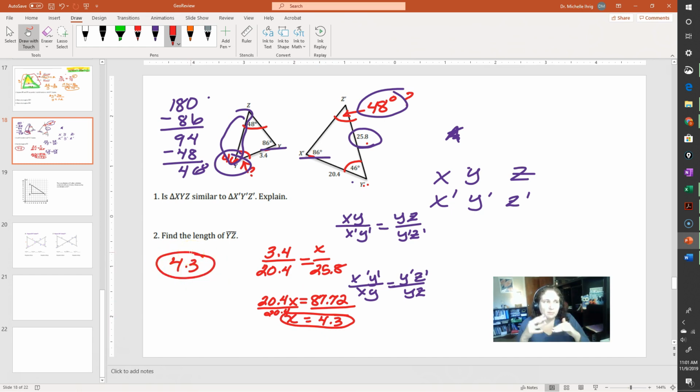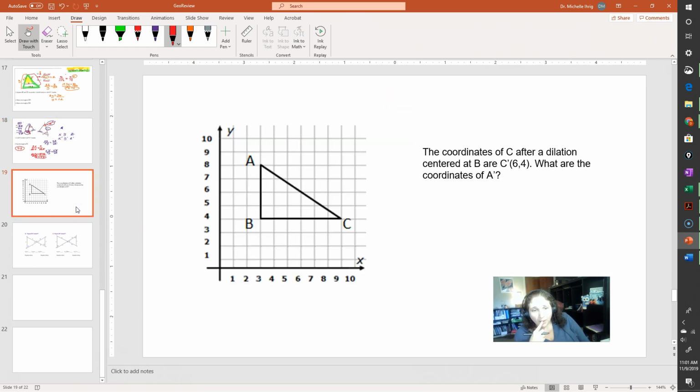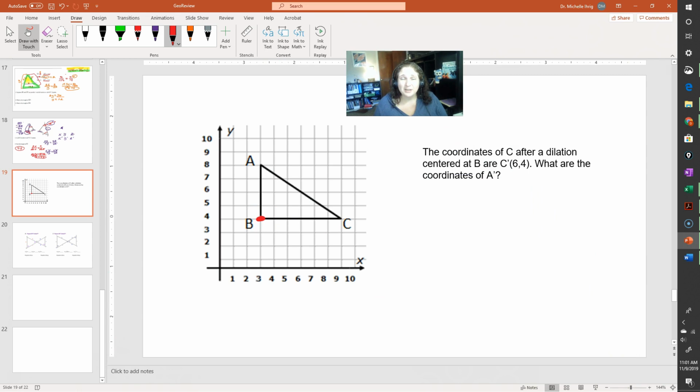So again, it's just mapping and putting it on. Nothing super challenging. Okay, you will see a question like this. The coordinates of C after a dilation centered at B are 6, 4. What are the coordinates of A? So what you need to do is, okay, well, what's our center of dilation? This is our center of dilation. I intentionally picked a center of dilation that wasn't 0, 0, because I want us to look at vectors one more time, because you will have a question almost exactly like this with a different picture, different numbers.